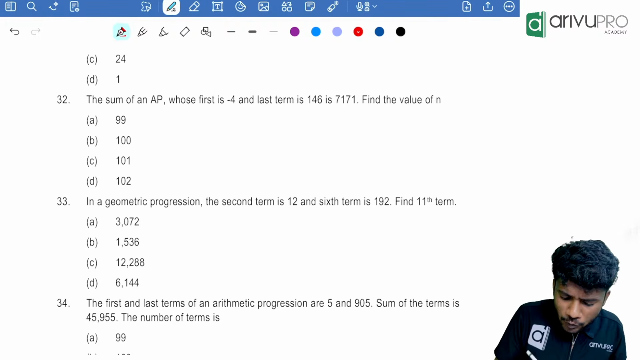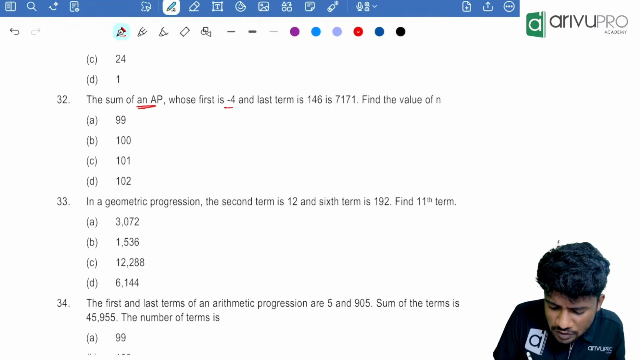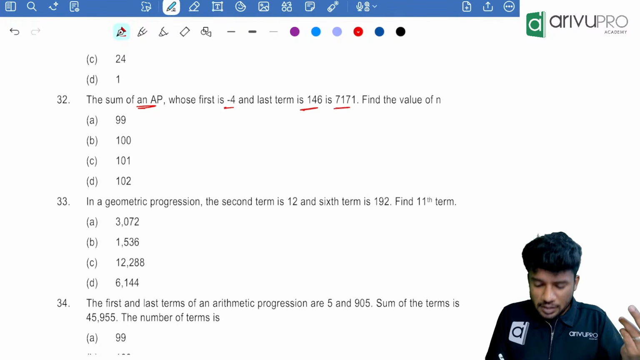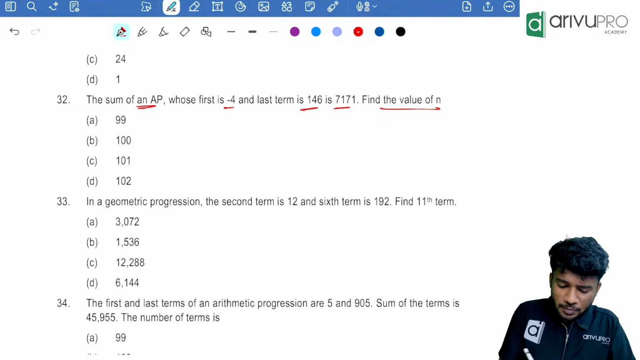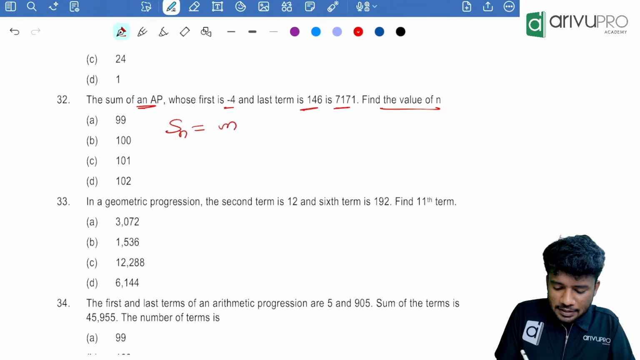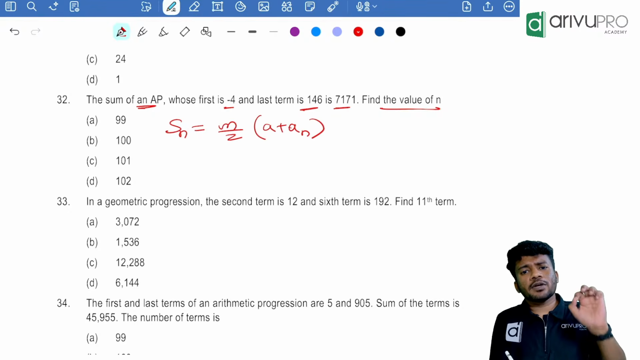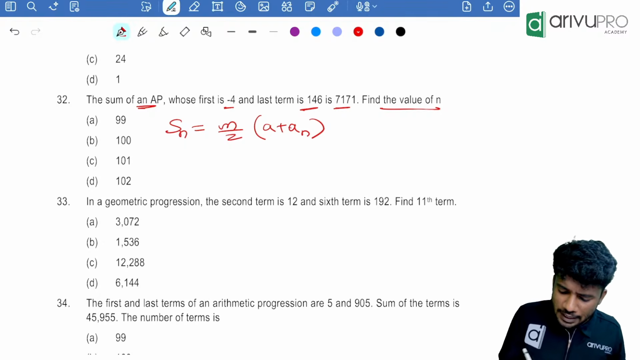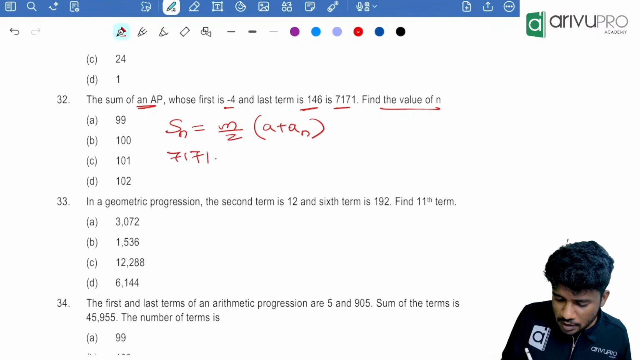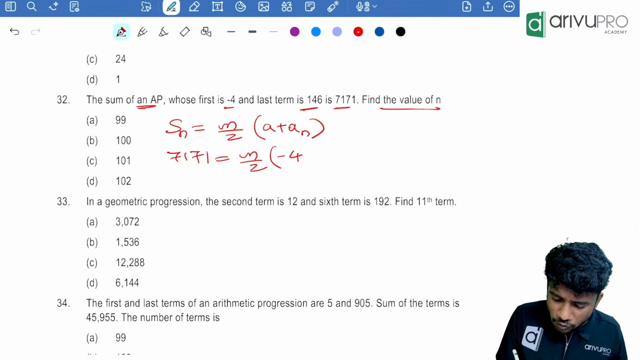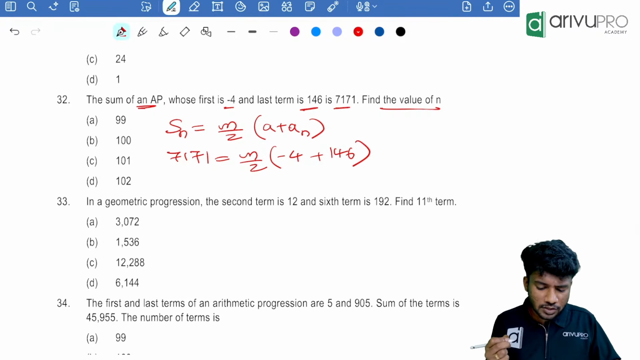Yeah. Now look here. Sum of an AP whose first term is -4, last term is 146 is 7171. Then the value of n is how much? People, what is the formula for Sn? Sn is nothing but n by 2 into a plus an. Okay, n by 2 into first term plus last term. Sn is how much? 7171, which is equal to n by 2 into a is how much now? -4 plus an is how much? 146.